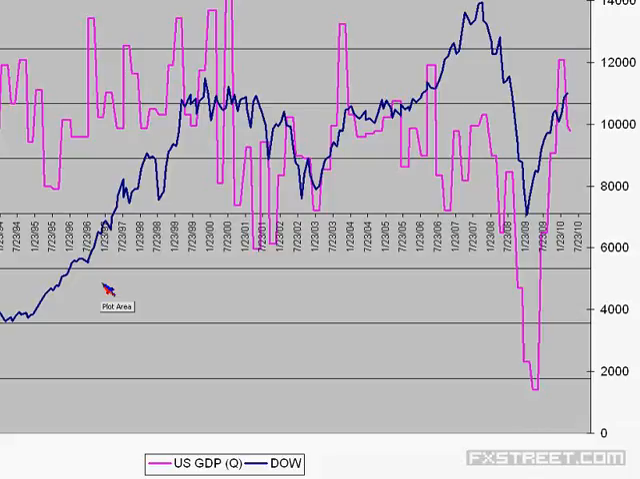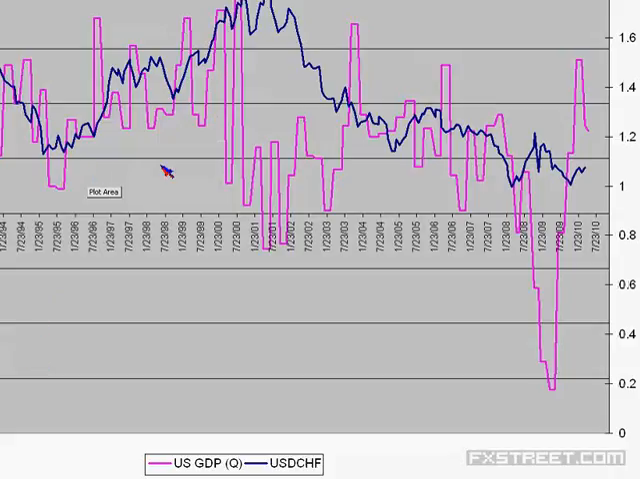There's a strong positive correlation. When the economy is strong, we see the Dow Jones Industrial Average go up, and that is also reflecting the GDP number. When the economy is weak, both tend to go down. Take a look at the following chart. The violet line is the gross domestic product, again at 3%. The blue line is the dollar Swissy currency pair.